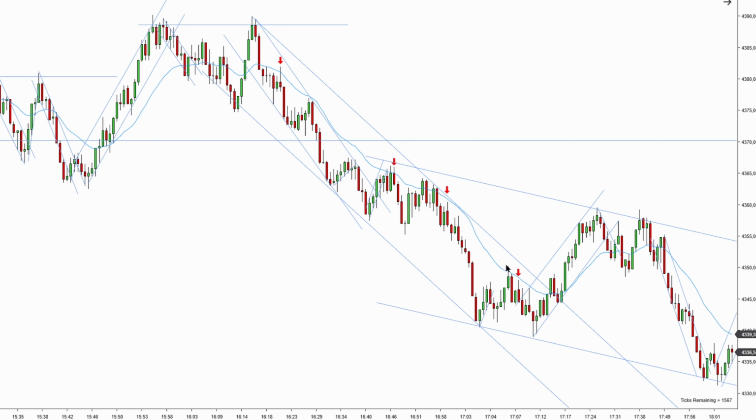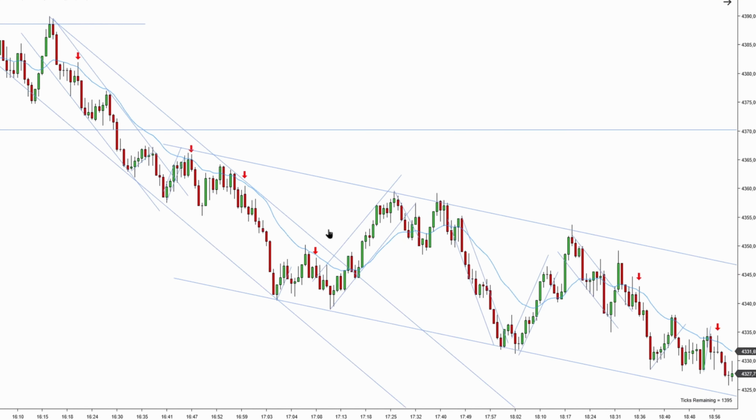Your stop loss has to go all the way above this bearish bar right here. Excuse me, above this bullish bar right here. So you're entering at these lows, and the stop loss goes all the way up to here. Risky entry and not a good risk to reward ratio.